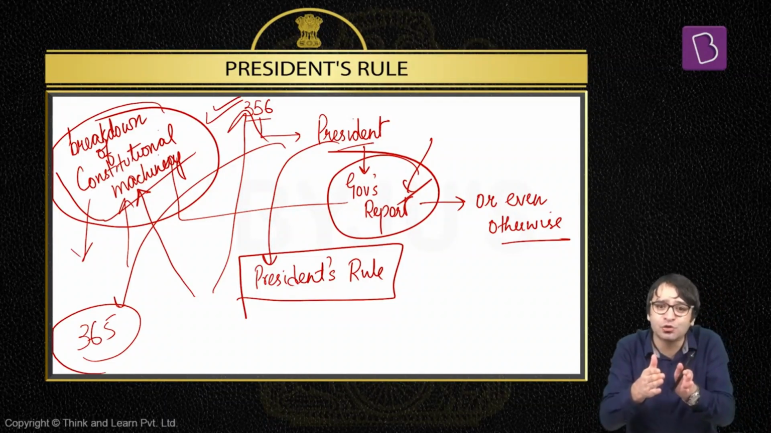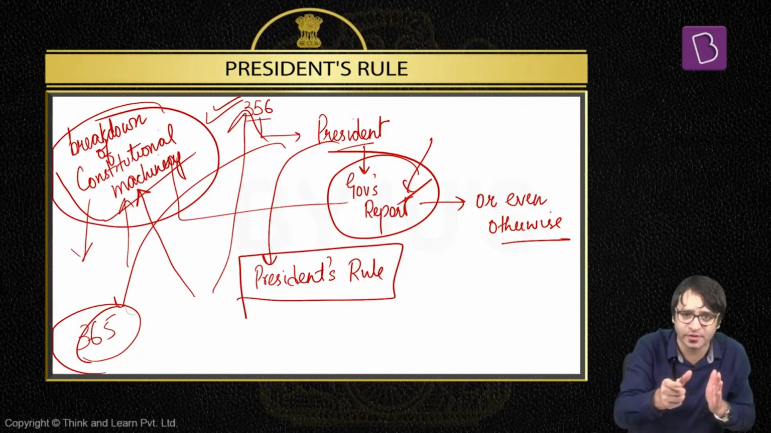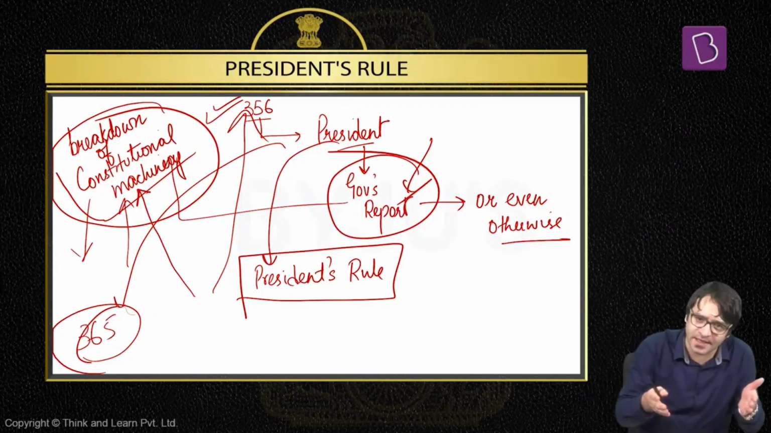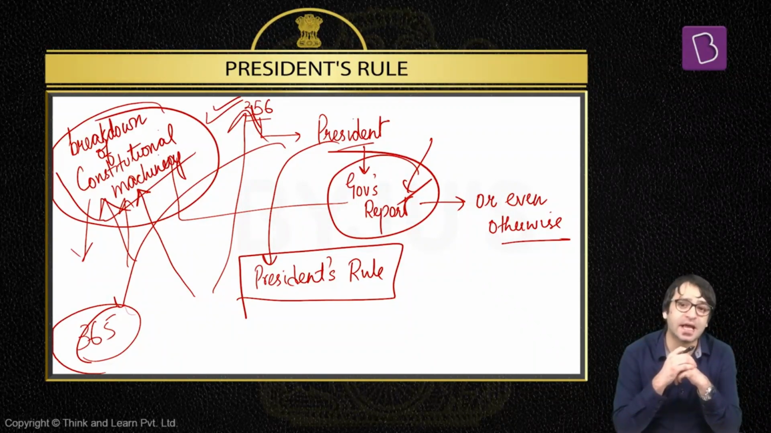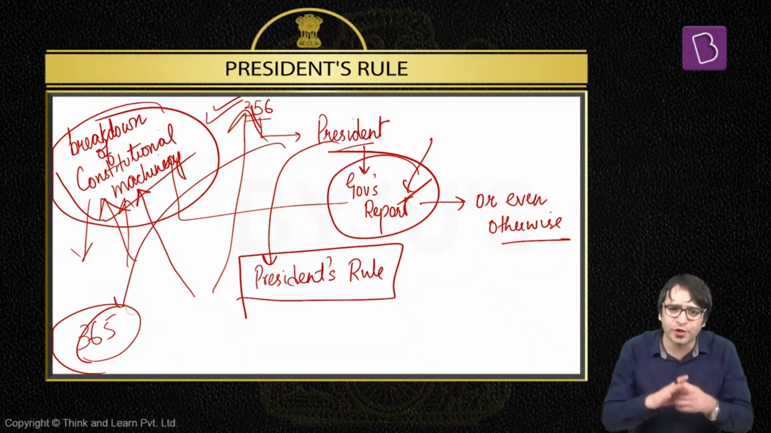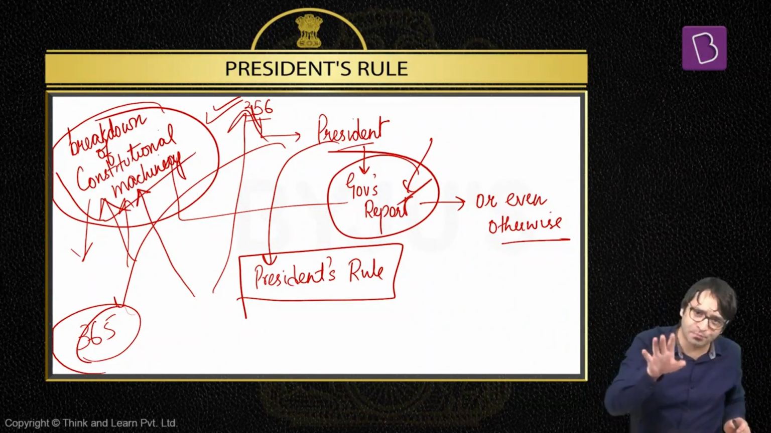These directives are issued by the center to a state under Article 365. And the force of these directives under Article 365 is coercive in nature. That means if the state fails to abide by these directives, it can be viewed that there is breakdown of constitutional machinery, then president's rule under Article 356 can be imposed in that state. Long story short, if the president is satisfied, based on the report of the governor or even otherwise, that there is breakdown of constitutional machinery in a state, president's rule can be imposed in that state.